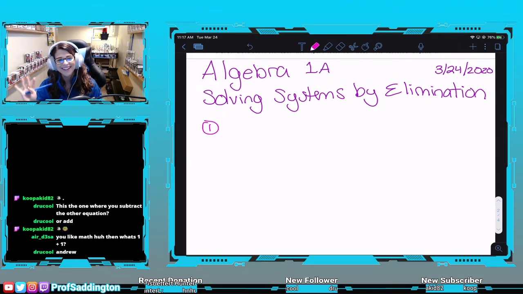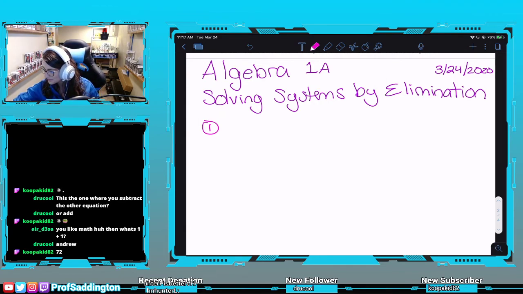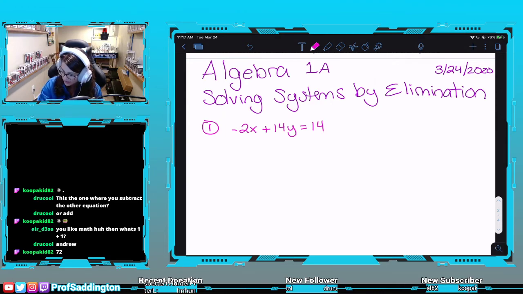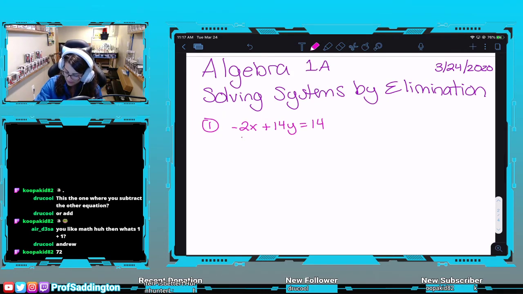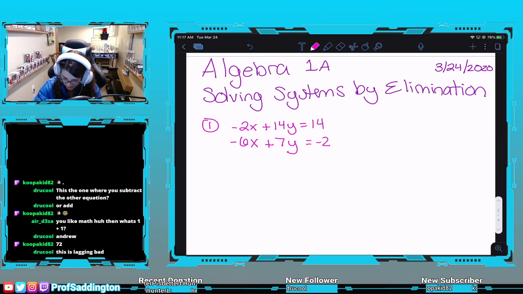All right, so let's just jump right into an example. Oh, it's Andrew. Hey, Andrew. Glad to see that you joined us. All right, so number one, we're going to have two equations, and it's very important that you keep your work nice and organized. So let's say we have negative 2x plus 14y equals 14. And directly below that, not next to it, we have negative 6x plus 7y equals negative 28.